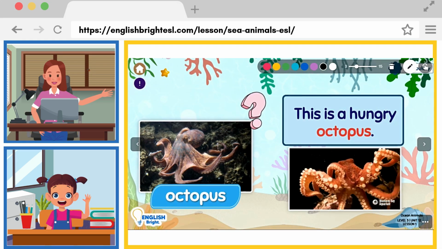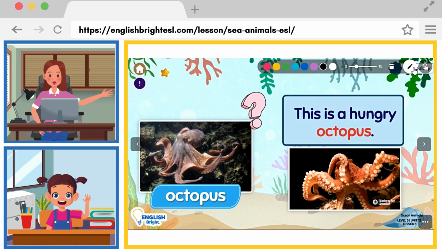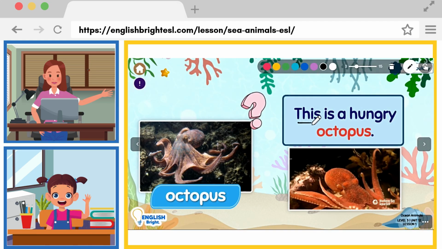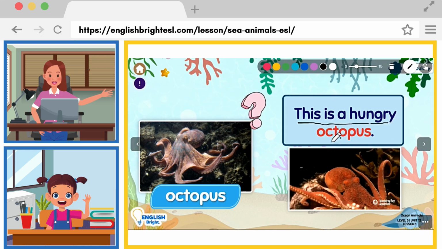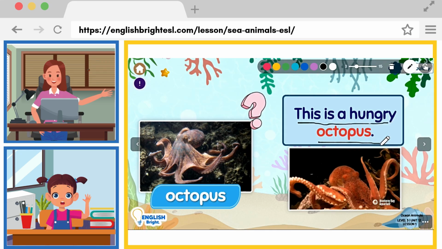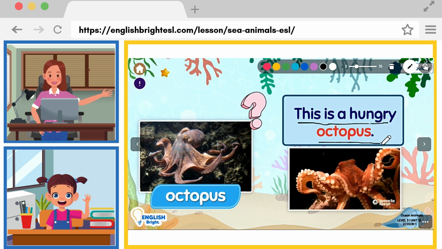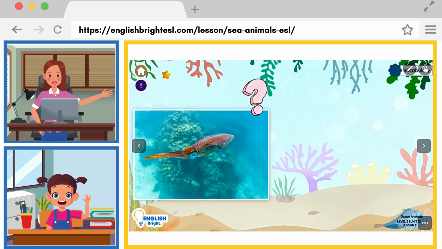That's right. Great job. This time, let's read an example sentence. Please repeat after me. This is a hungry octopus. This is a hungry octopus. Fantastic, Lucy. You did a great job. Let's learn more. Now, let's learn another ocean animal.